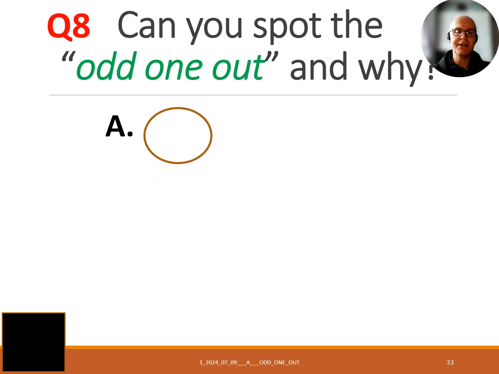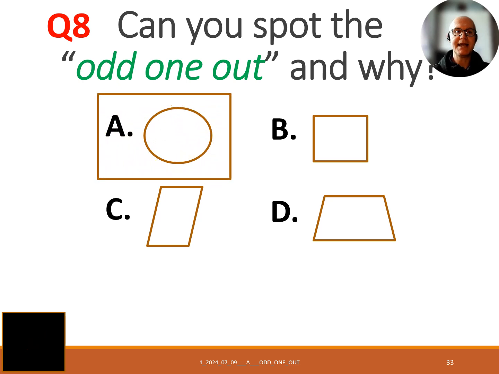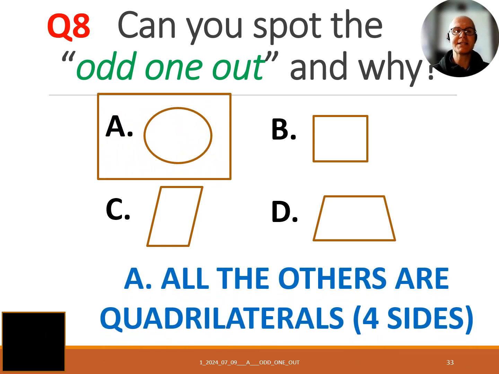Question 8. A, this shape, B, this shape, C, this shape, and D, this shape. Which is the odd one out of these four shapes and why? It's A, because A is a circle and the other three are quadrilaterals, meaning that they have four sides.